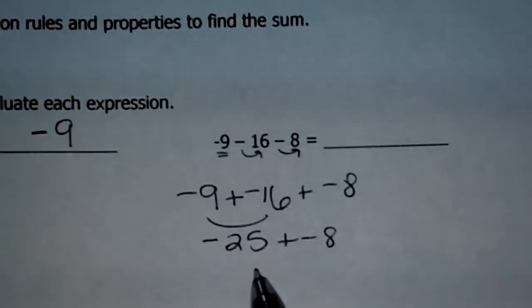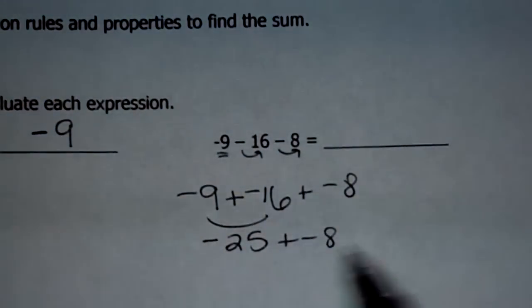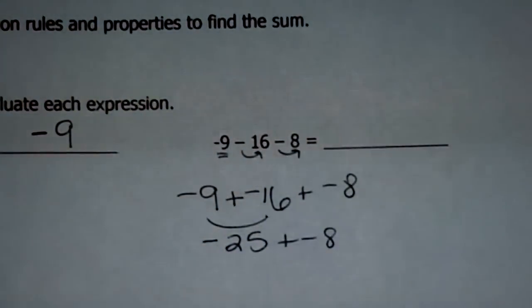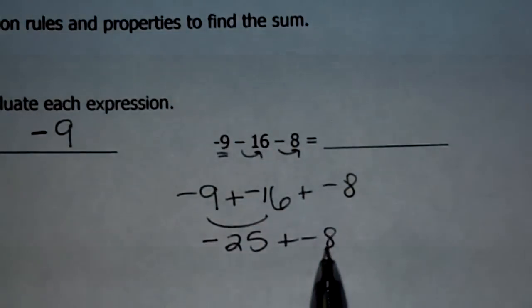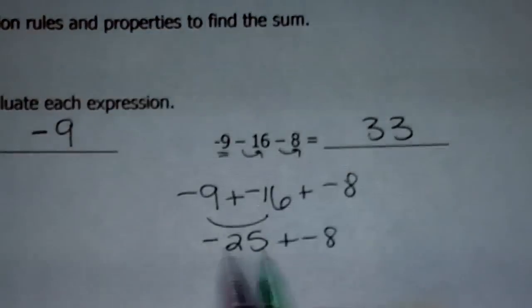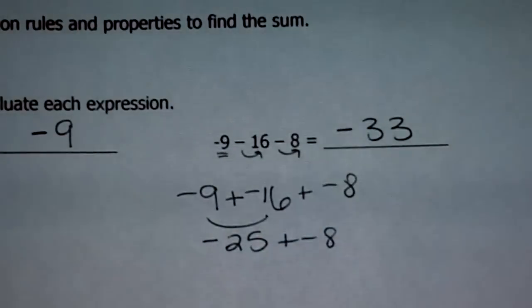Same sign, so add the digits. 25 plus 8. When you have to add by 8, what I would do is add 10 and take 2 away, so I can do it mentally quite easily. So 25 plus 10 is 35. 8's 2 less than 10, so that would be 33 for my digit. And a negative plus a negative is a negative.